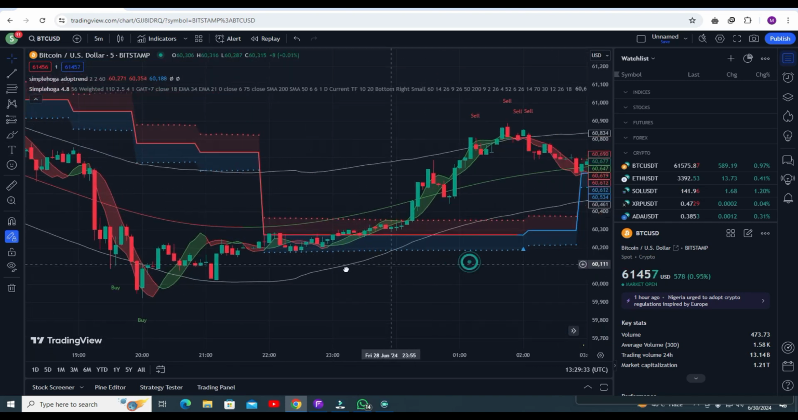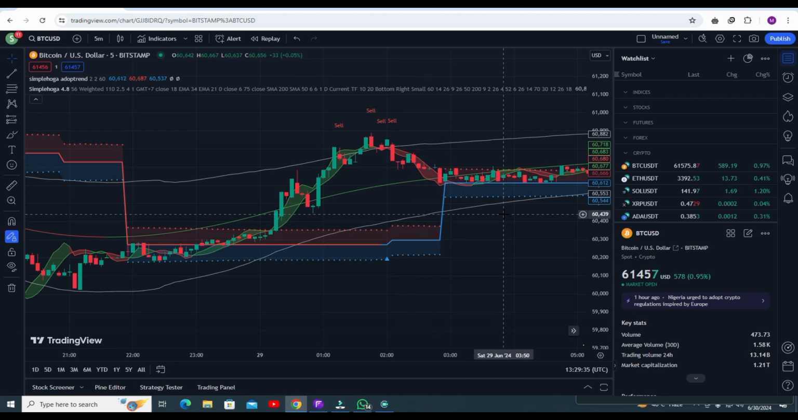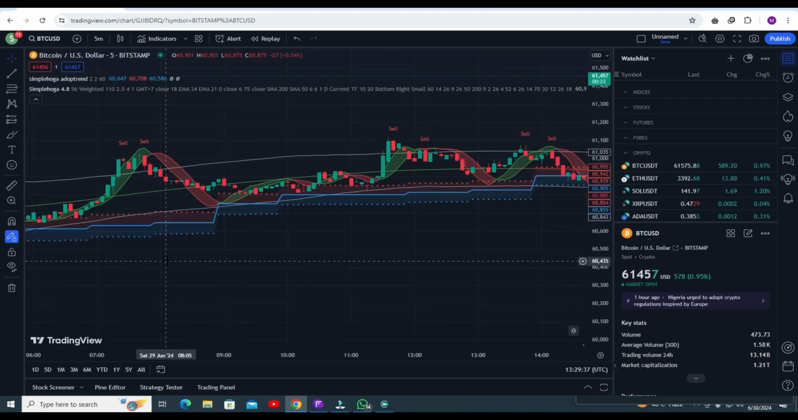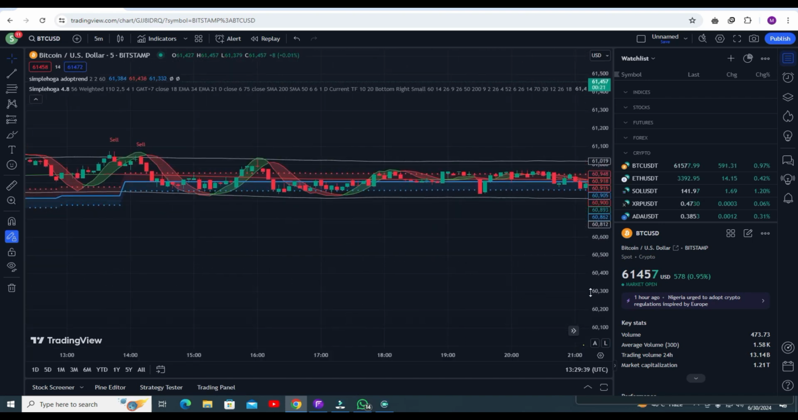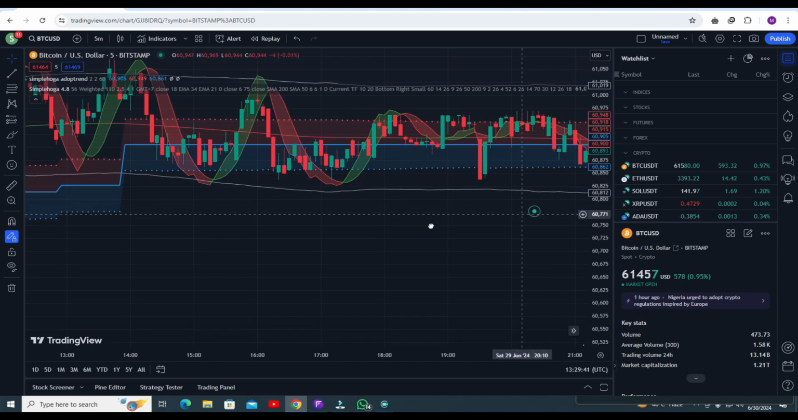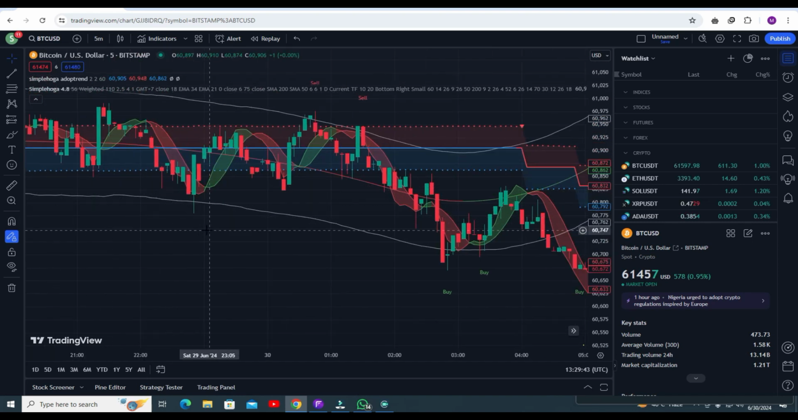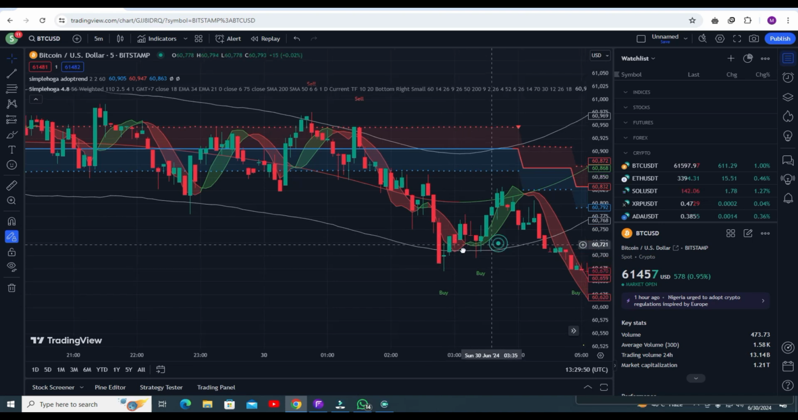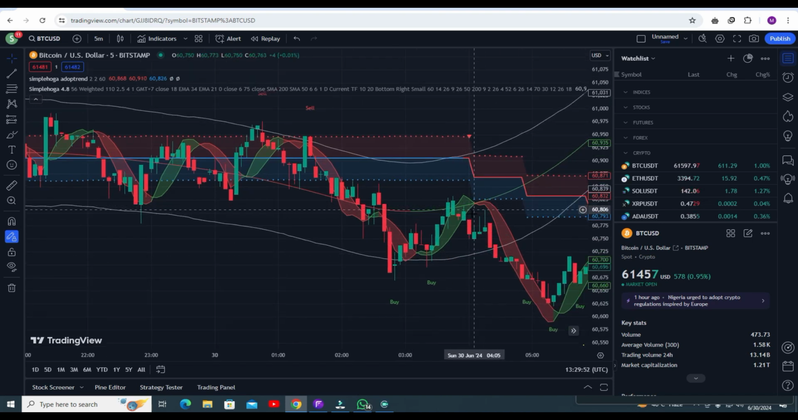Okay, let's move further. Now this is the buy trend. You have to wait for the buy signal. Let's wait. Let's wait, and you did not get any signal. If you take this one, you can see this is your buy trade. You need to exit your trade at this point.